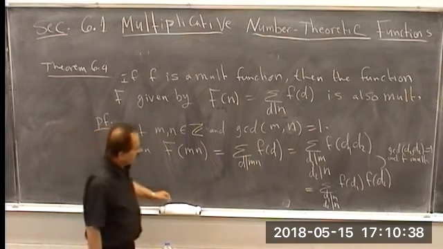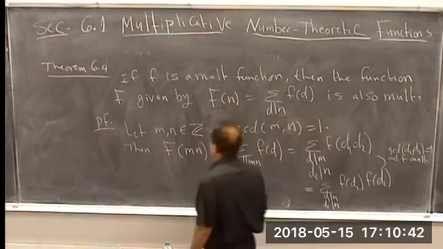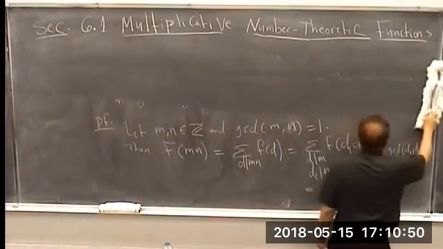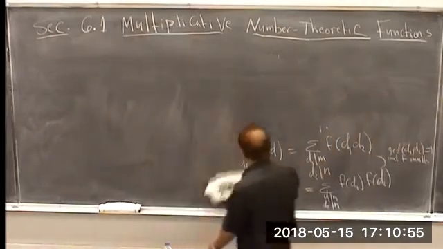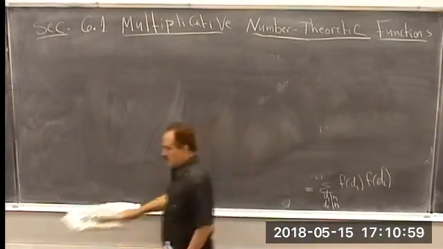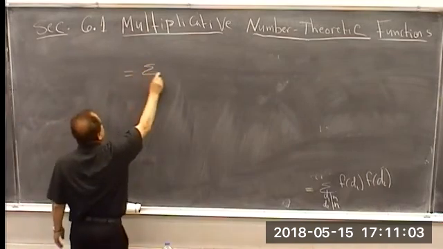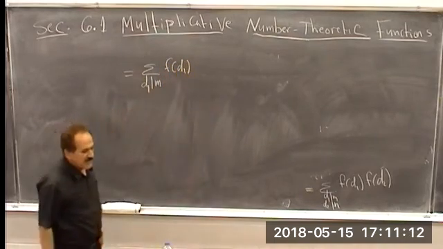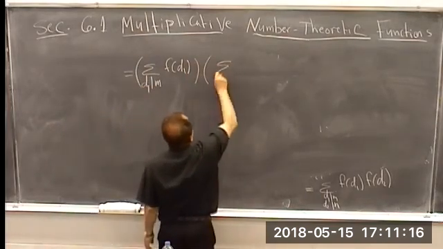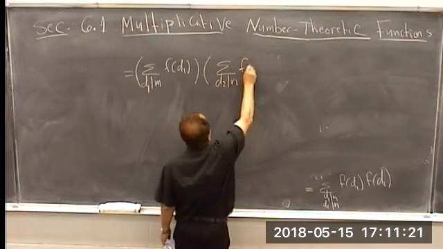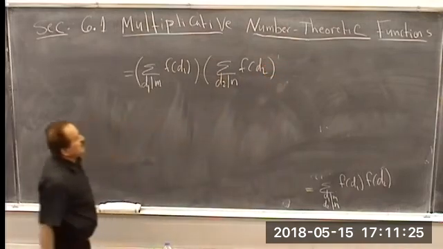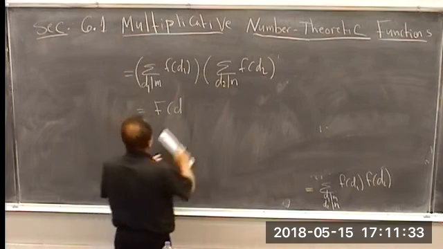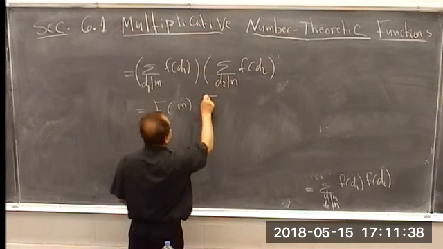Now this sum, we can also write as follows. Let's see how this sum can be written. That sum can be written as the sum over d1 dividing m of f of d1, multiplied by the sum over d2 dividing n of f of d2. I'll illustrate this in a minute, and then this becomes F of m, F of m, not D, and F of n.